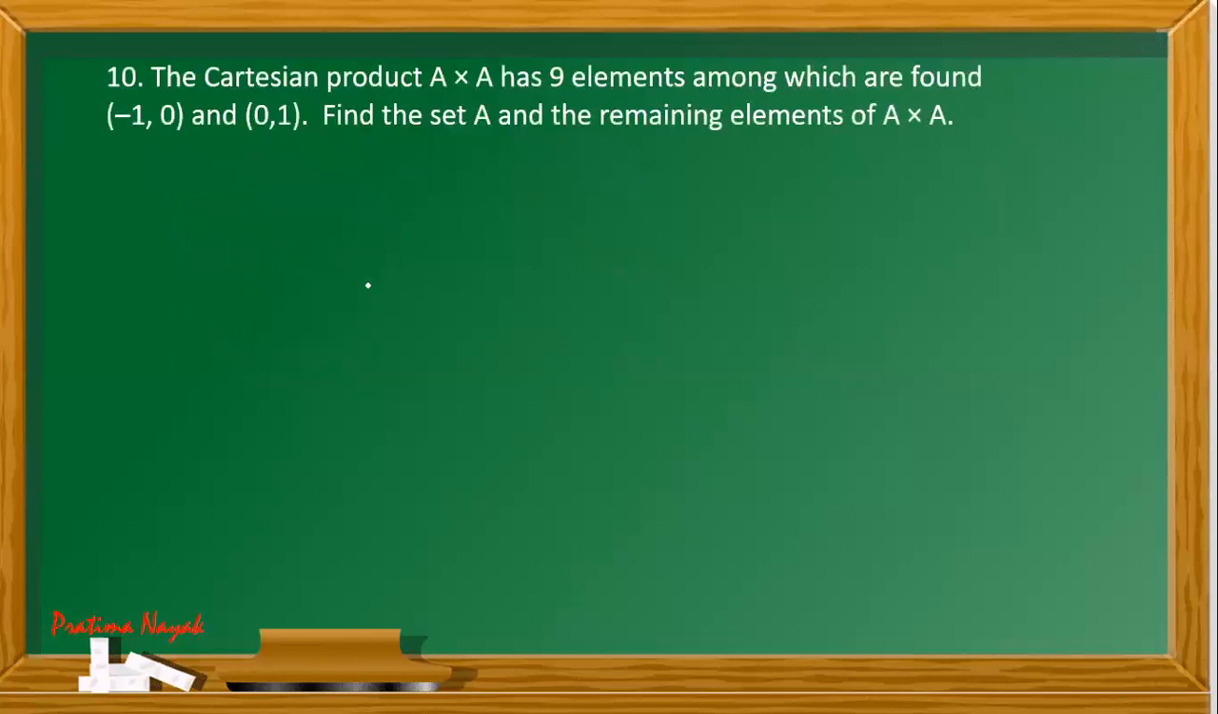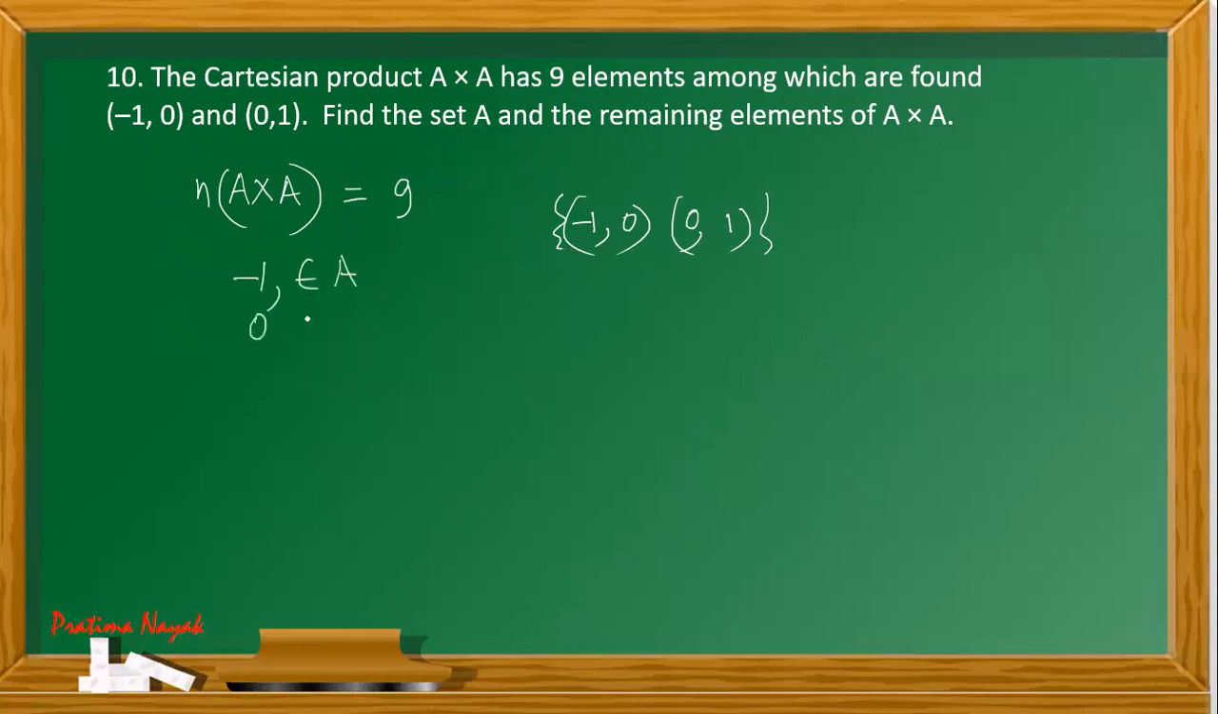Question number 10. The Cartesian product of A and A has 9 elements. The number of elements in A product A is 9, and among these we found that one ordered pair is -1, 0 and another ordered pair is 0, 1. Find the remaining elements of A cross A. That means -1 also belongs to set A, 0 also belongs to set A, 1 also belongs to set A.